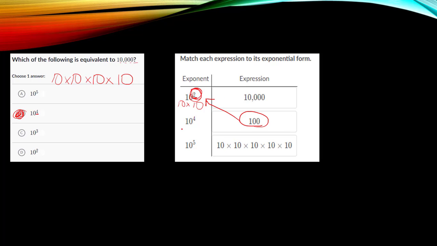Okay, 10 to the fourth power. Since we're dealing with a 10, we can just look at zeros. That gives us 4 copies: 1 copy, 2 copies, 3 copies, 4 copies. That gives us 4 zeros: 1, 2, 3, 4. So my 10,000 matches 10 to the 4th power.